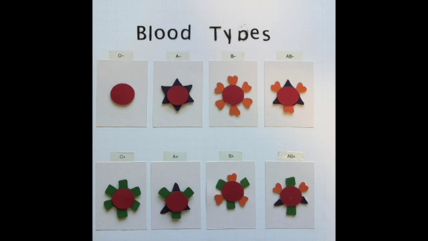The second part to our blood types is the positive or negative. The positive or negative is the Rh factor, which is just simply a protein that is found on the covering of your red blood cell. If you have this protein, you are Rh positive. If you don't have the protein, you are Rh negative.